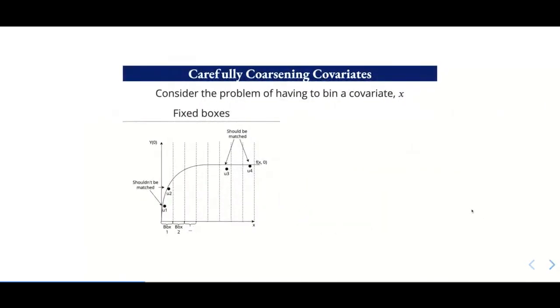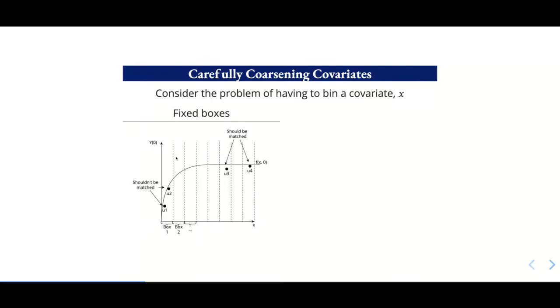Well, consider this setting here, right? What we see in the figure to the left is a variable x that we would like to coarsen on the bottom axis, and here's y, which is the treatment outcome on the top axis. This black solid line here is the relationship between x and y. And so ideally, what you would want is to match together units that are close, both in terms of x, but also in terms of f of x.